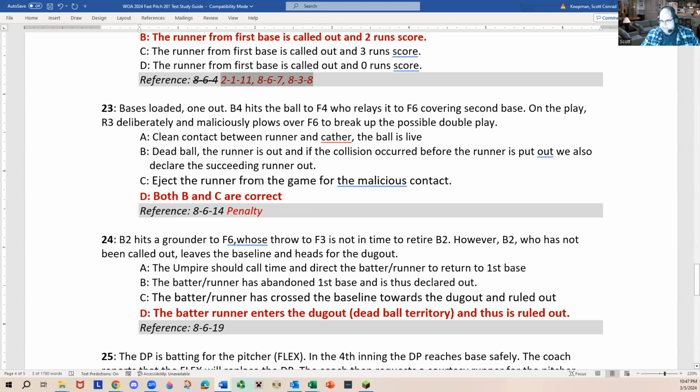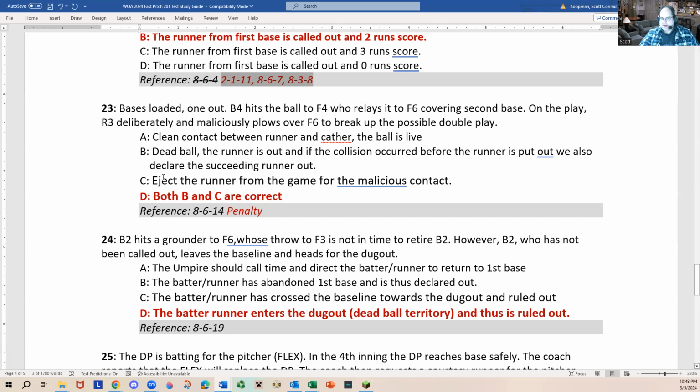However, what do you have? A dead ball, and the runner is out if the collision occurred before the runner is put out. In other words, when F6 caught the ball, were they touching second? Do we have an out on that force? And then got plowed into before they could get the throw off to first. Well, if it's before the out, then the runner is out.